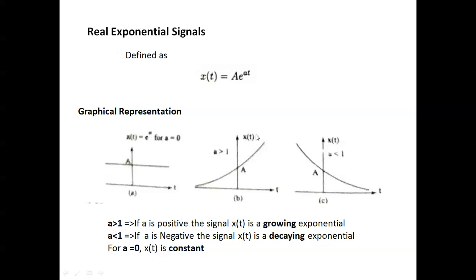This one is a growing signal, this one is a decaying signal, and this one is a constant value, when a is constant. So the formula is x of t is equal to e power a t. If a is more than 0, it is growing. If a is less than 0, then it is decaying. For a equal to 0, it is constant, as in the graphical representation.